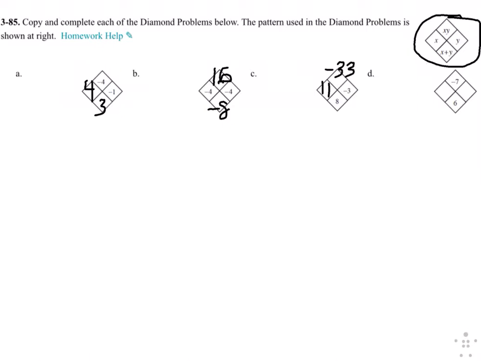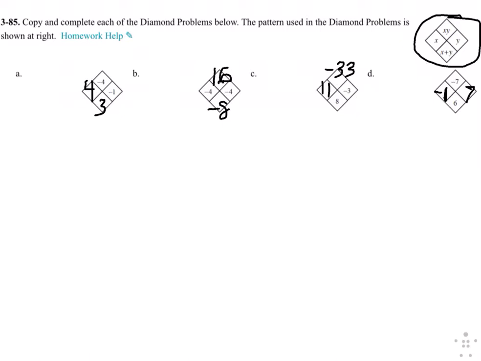And the last one, what multiplied gives me -7, and added gives me 6? So a -1 times 7 gives me -7, and added, -1 plus 7 gives me 6. So that's -1 and 7.